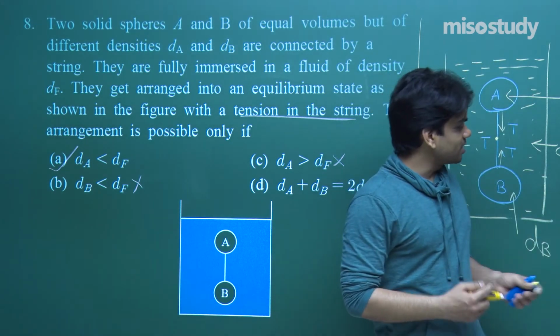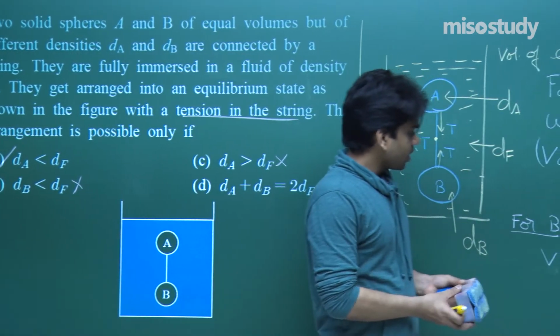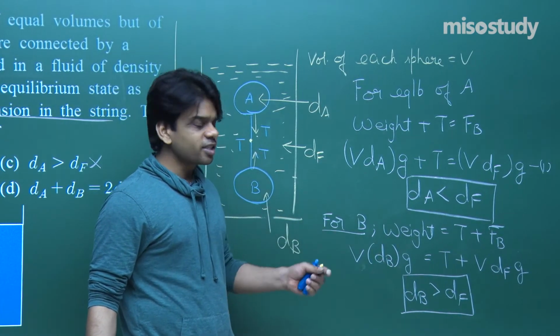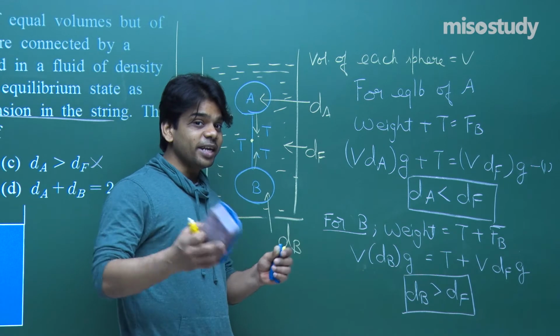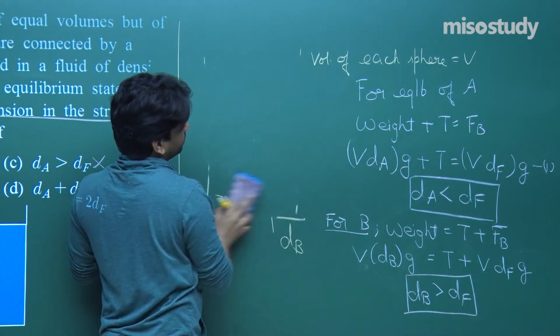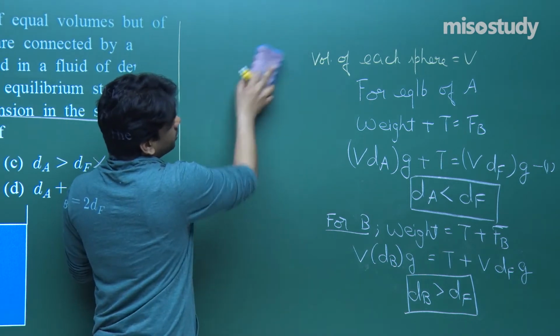How to comment on this? What I'm going to do is make some conversions and remove the tension, so that we can compare dA, dB and dF all simultaneously taken together. Let me rub this part and let's reach the next part.